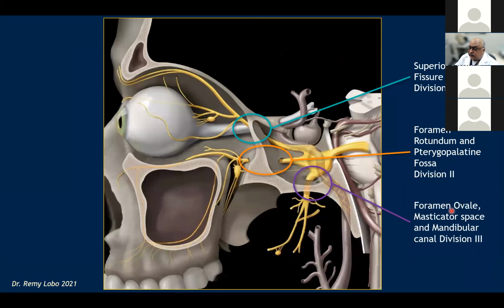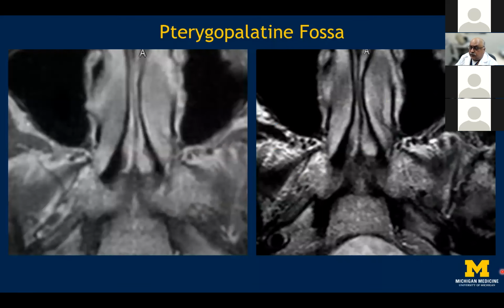This composite diagram imprints upon the mind's eye the three major foramina which transmit the three major divisions of the trigeminal nerve, which are important aspects for perineural extension. They include the superior orbital fissure for the first division, the foramen rotundum for the second division, and the foramen ovale for the third division of the trigeminal nerve.